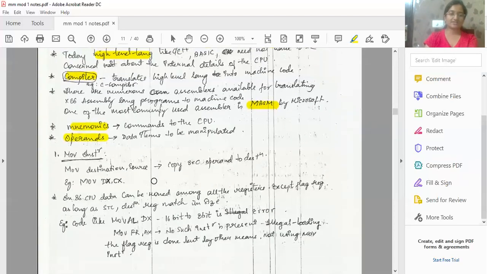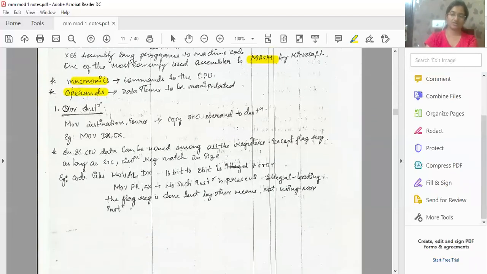Now let us see one of the instructions used in 8086. The first one is the MOV instruction. What is the format of this instruction? MOV destination comma source. It copies the source operand to the destination. Whatever content is present in the source register will be moved into the destination register. The source can be either a register or immediate data. For example, MOV DX, CX.